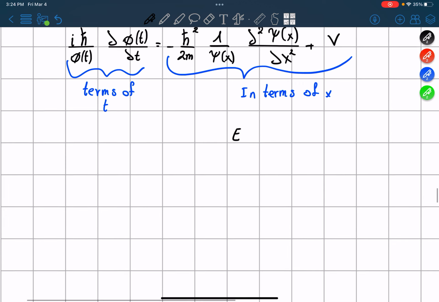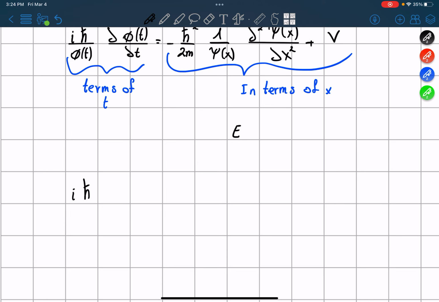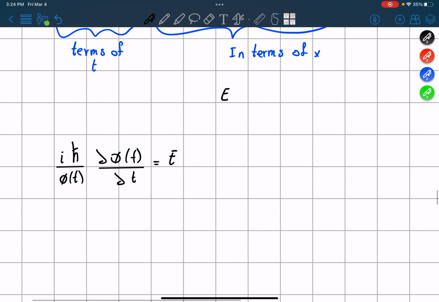So we can say now that i h bar over phi of t, the derivative of phi in terms of t, is equal to E, right? Okay, so now why don't we solve this? We multiply both sides by dt, and we move the numerator over here on the left side. So we get the derivative of phi of t over phi of t.